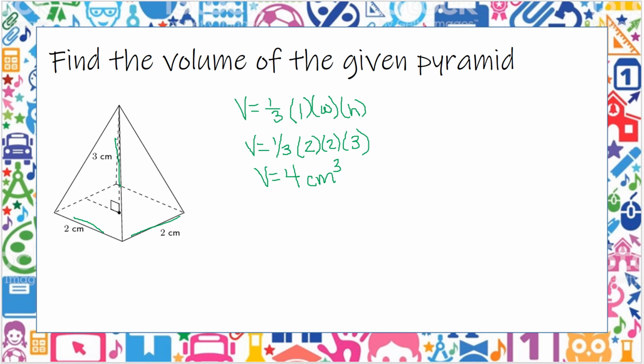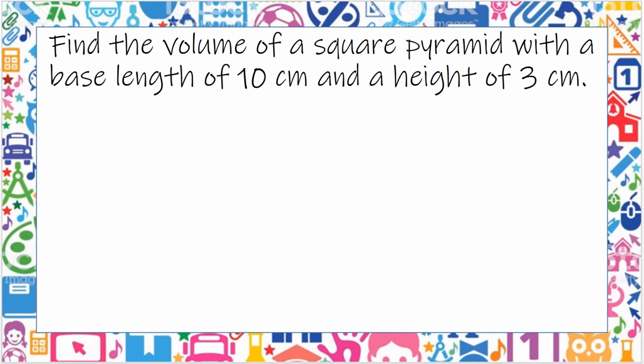Find the volume of a square pyramid with a base length of 10 and a height of 3 centimeters. So this one is the same way. V equals 1/3 times the length, which is 10. Now this is a square pyramid, so the length and width are the same. So make sure to put in that other 10, and the height is 3. So 10 times 10 is 100, times 3 is 300, times 1/3 is 100. So that would be 100 centimeters cubed.